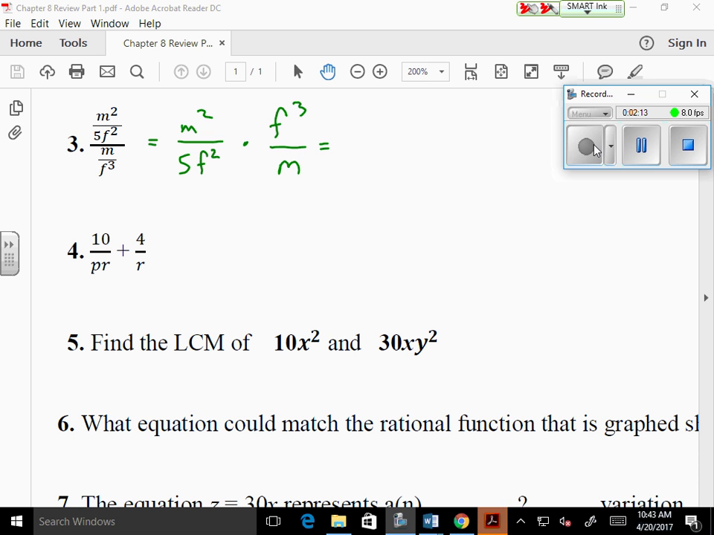The m squared and the m reduce to 1 and m to the first. The f squared and the f to the third will reduce to 1 and f to the first. So we're left with m to the first times f to the first over 5 times 1 times 1.